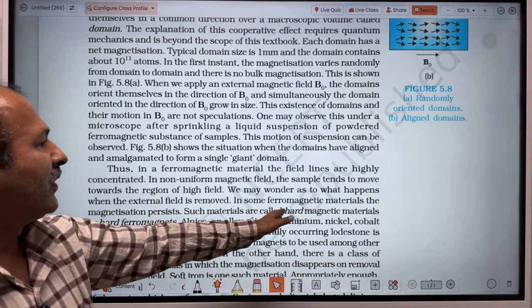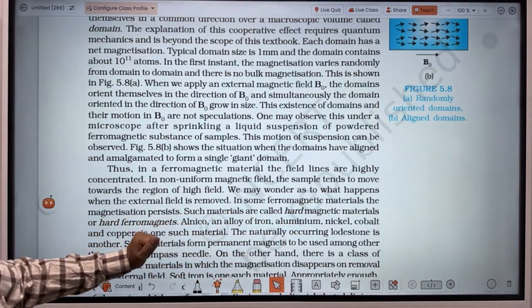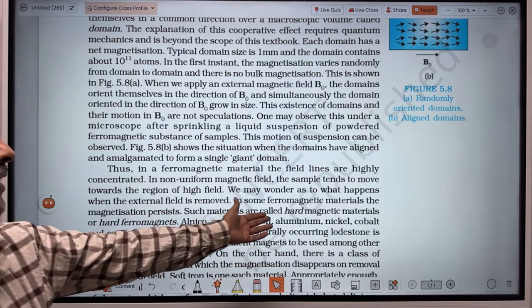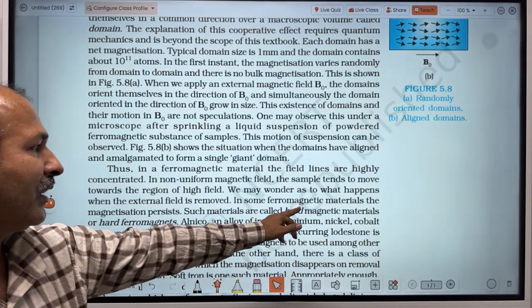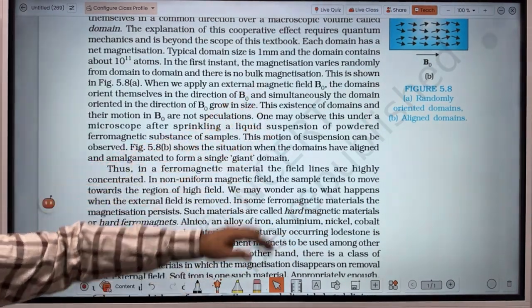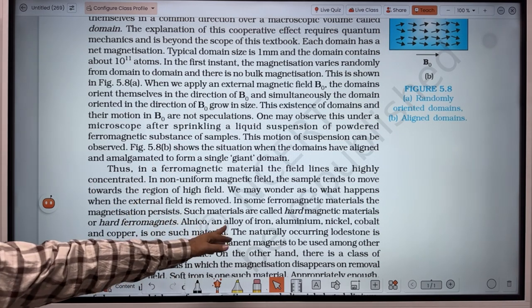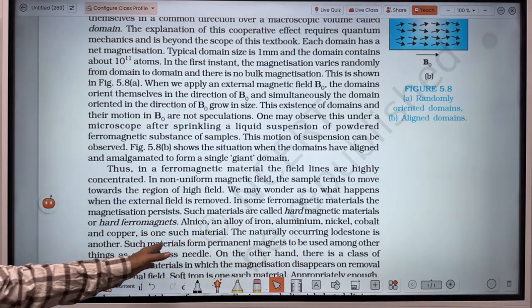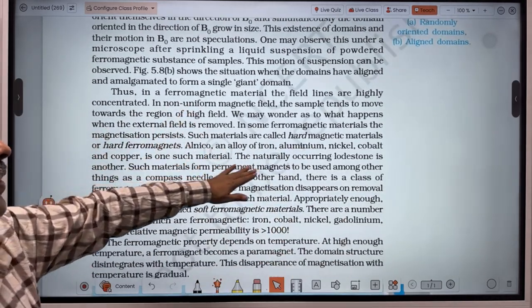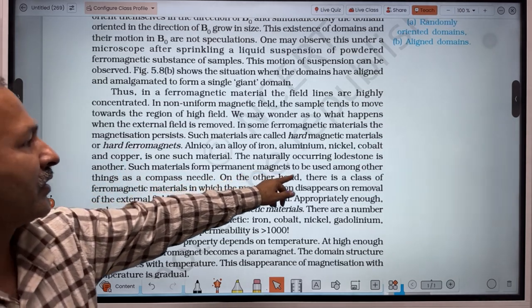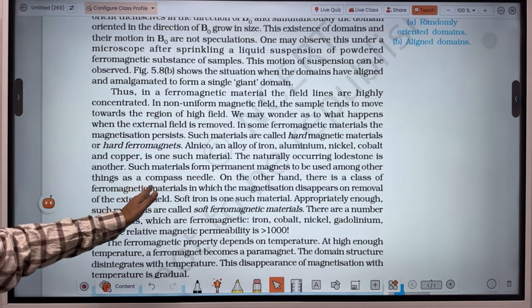But in some ferromagnetic materials, the magnetization persists, right? So these domains may remain aligned, but in some cases they will again get disturbed. Such materials are called hard magnetic materials. Hard magnetic materials means when they are placed in a magnetic field, they all align themselves, and this alignment persists for a longer period, right? Alnico, an alloy of iron, aluminum, nickel, cobalt, and copper is one such material. The naturally occurring lodestone is another. Such materials form permanent magnets to be used, among other things, as compass needles.